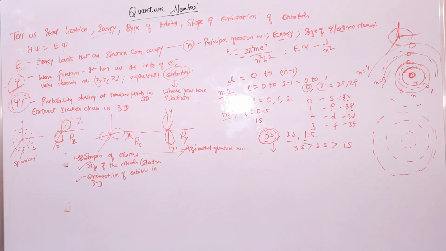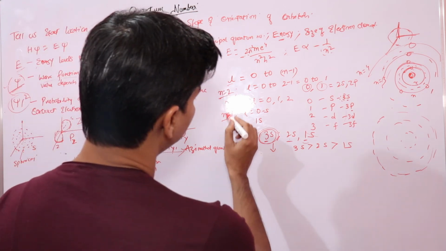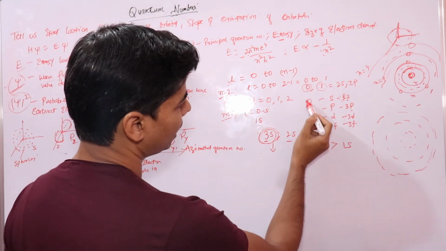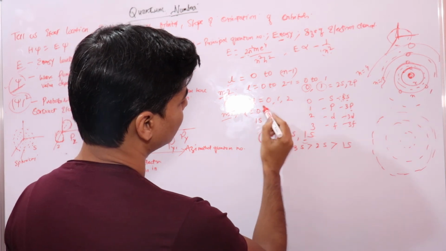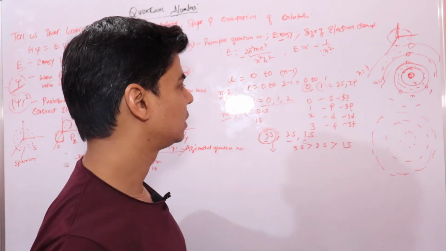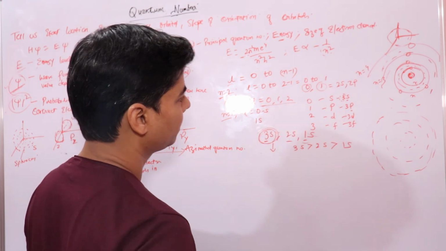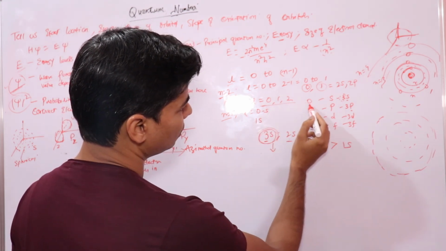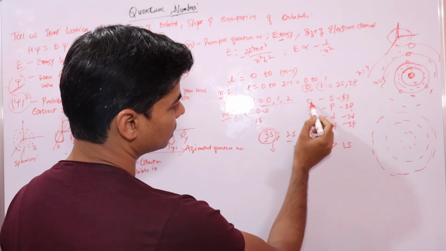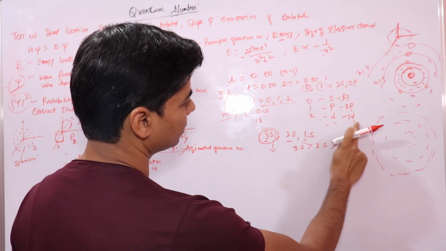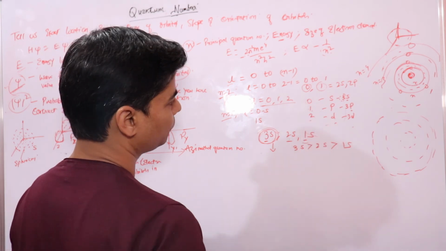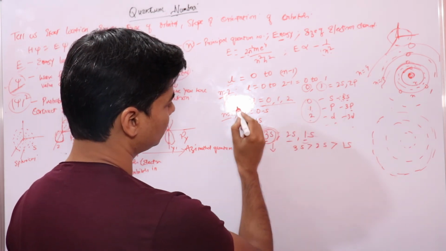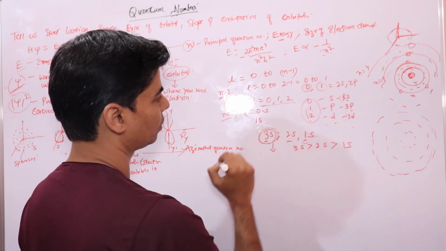Like here we said, this is n equals 3. For n equals 3, we have how many orbitals? For n equals 3, we have 0, 1, 2 orbitals, right? So for n equals 3, we have 3 orbitals.